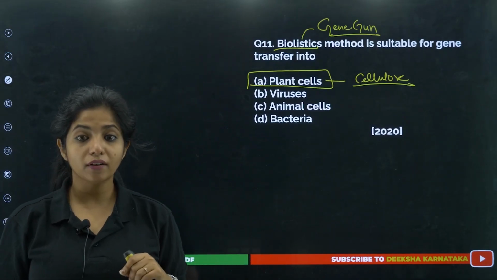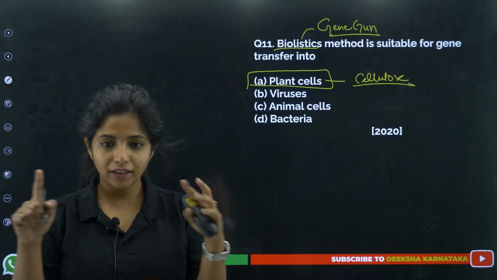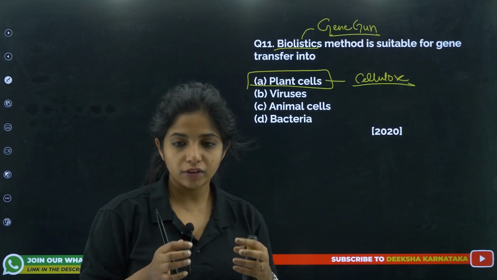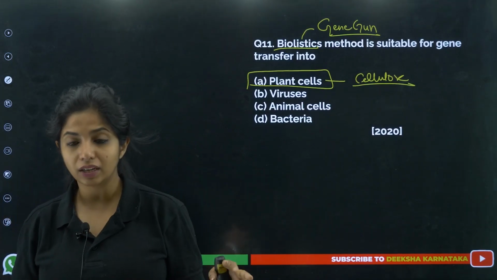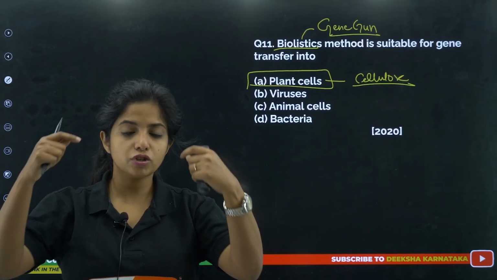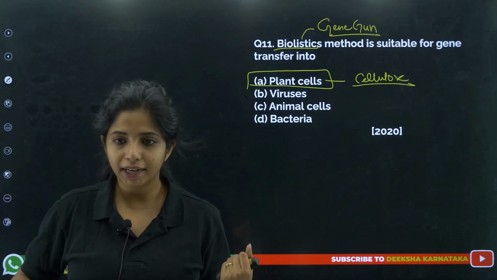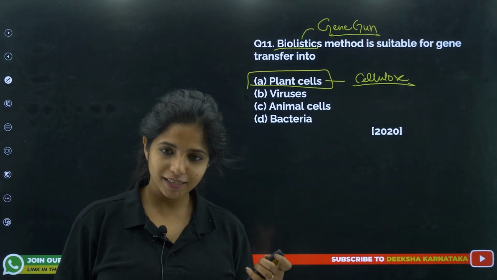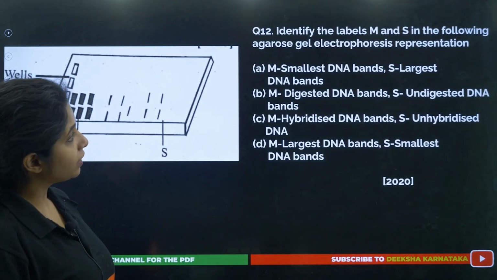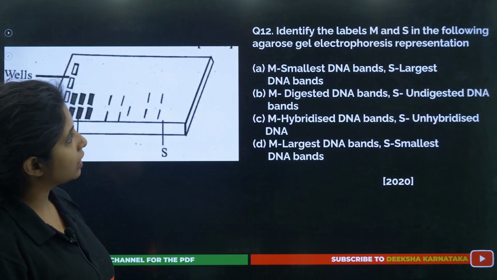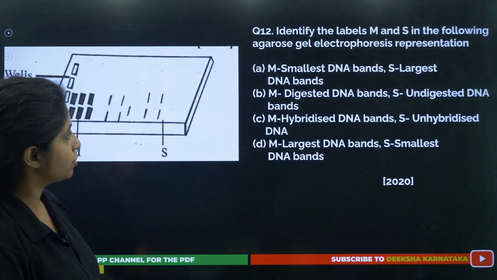For bacteria, you have heat shock treatment, where the bacterial cell is made cold first, put in ice first, then given heat. In this way, the temperature changes and it creates pores, and things can later enter into it. Okay, works. Next thing, identify the labels M and S in the following agarose gel electrophoresis representation.